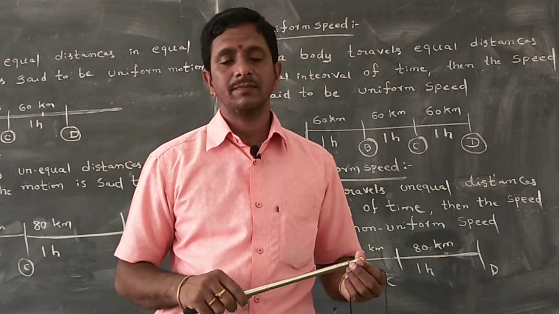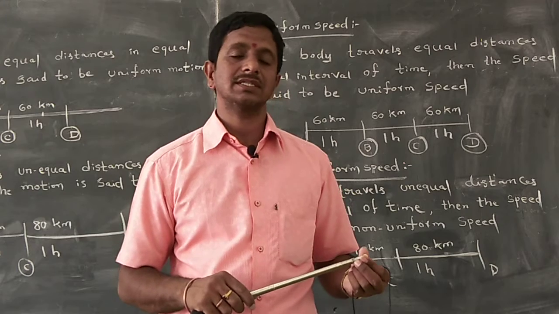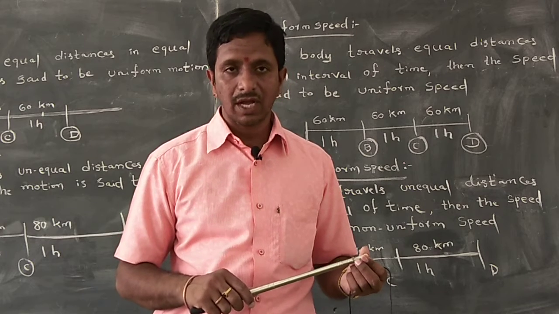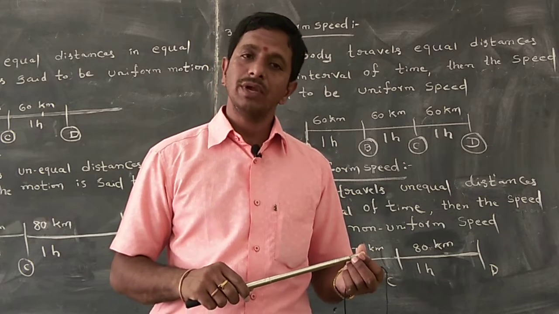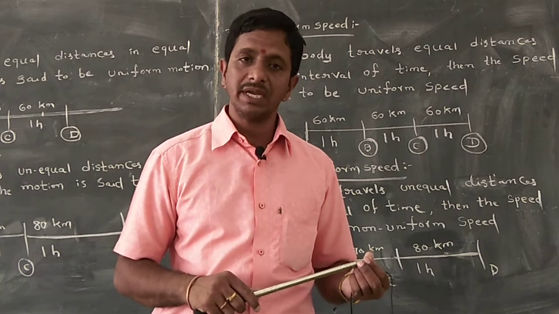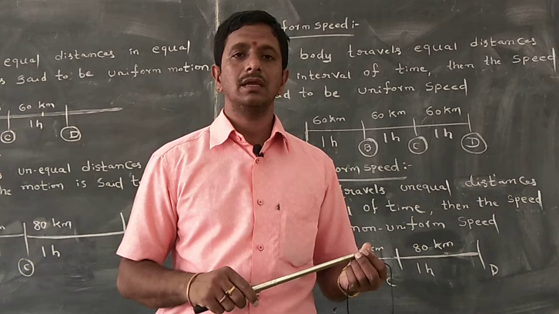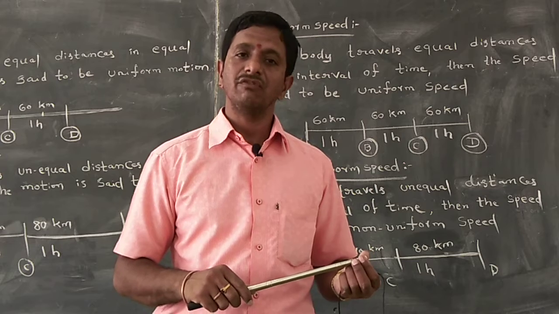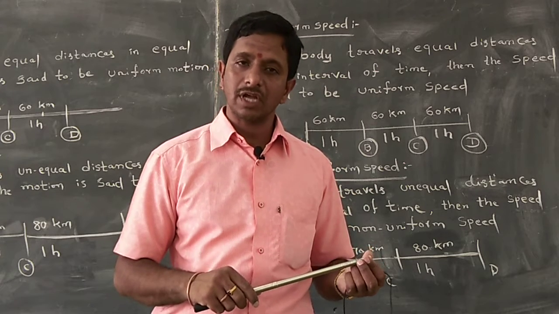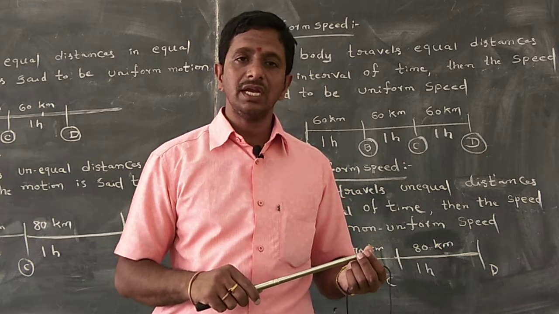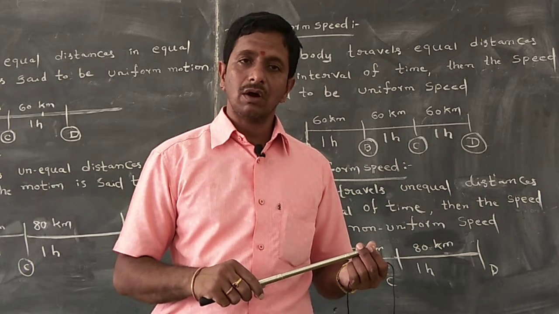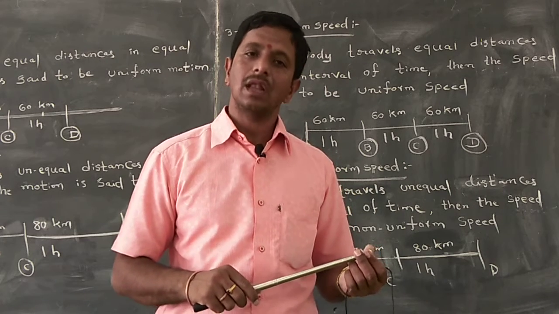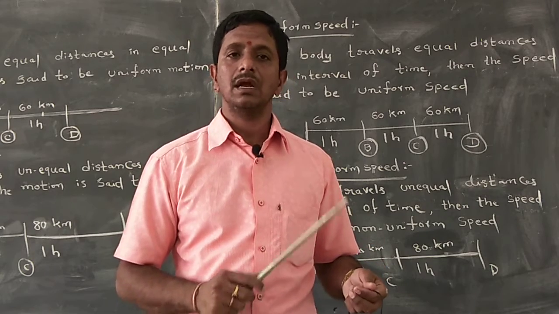Uniform speed. When a body covers equal distances with equal intervals of time, such a speed we call uniform speed. When a body covers unequal distances with equal intervals of time, such a speed of a body we call non-uniform speed. Now, I would like to explain on the board.